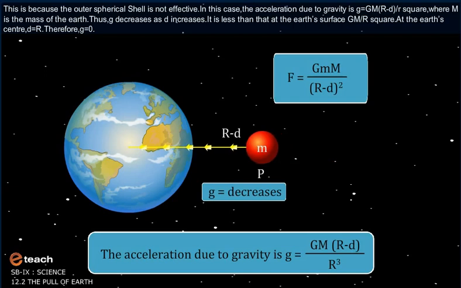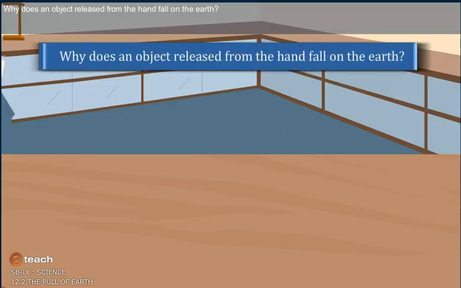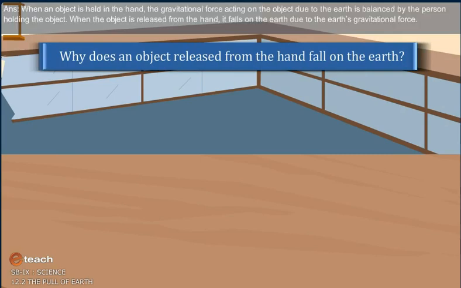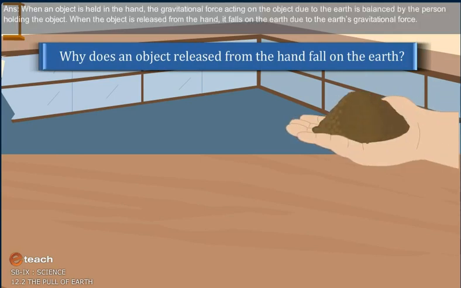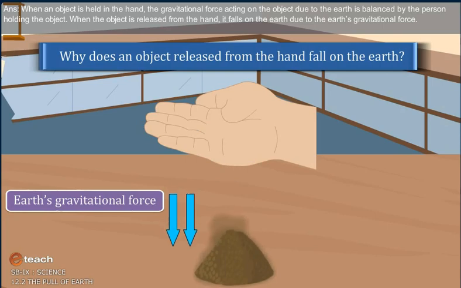Thus, g decreases as d increases. It is less than that at the earth's surface, GM/r². At the earth's center, d = r, and therefore g = 0. Why does an object released from the hand fall on the earth? When an object is held in the hand, the gravitational force acting on the object due to the earth is balanced by the person holding the object. When the object is released from the hand, it falls on the earth due to the earth's gravitational force.